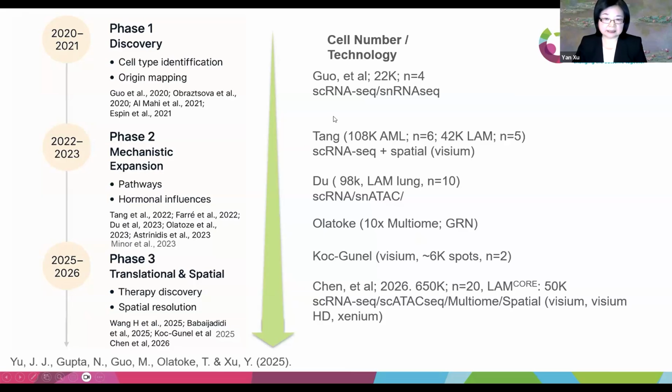Just using our own data as an example, for the 2022 paper, we used 22K of the LAM cells from 4 LAM patients. The technology is single cell RNA and single nuclear RNA. For this year's new integration, we have 650K cells from 20 patients. And the LAM core alone, we already have 50K. That allows us to have the power to look into the subtypes. And for the technology, you can see we have RNA ATAC, multi spatial, and so this tells us the Atlas is a dynamic resource. It's evolving, growing with the technology and with the data type.